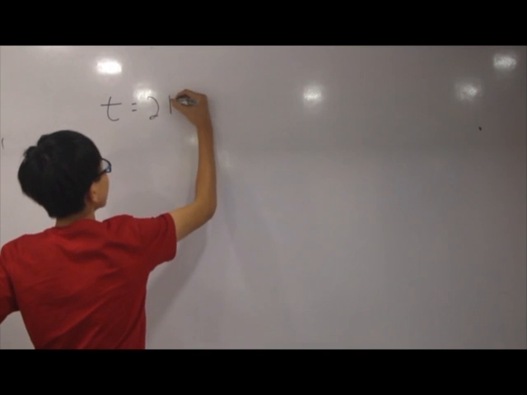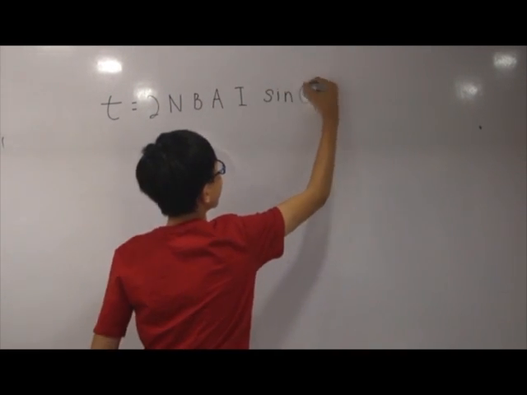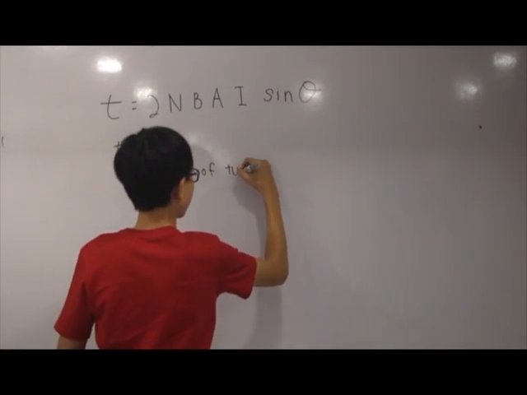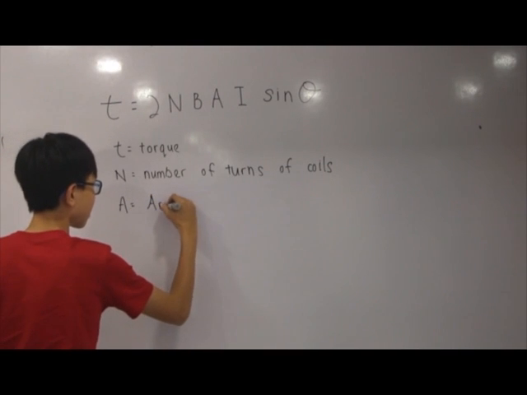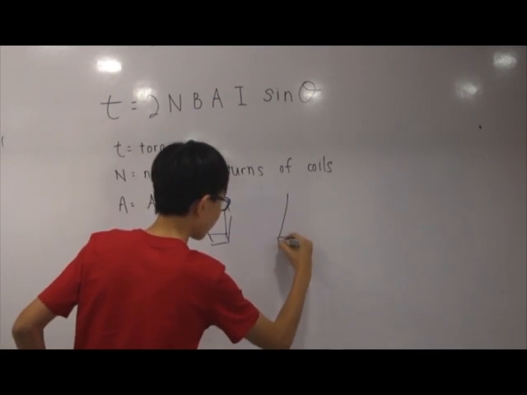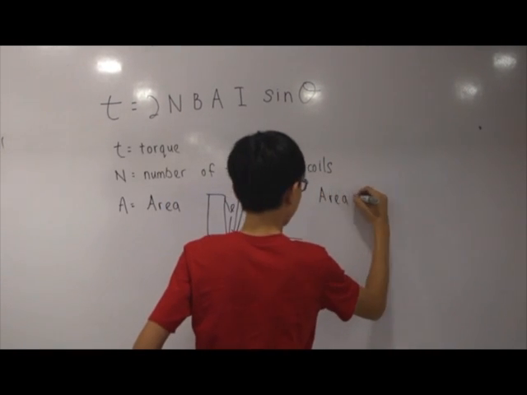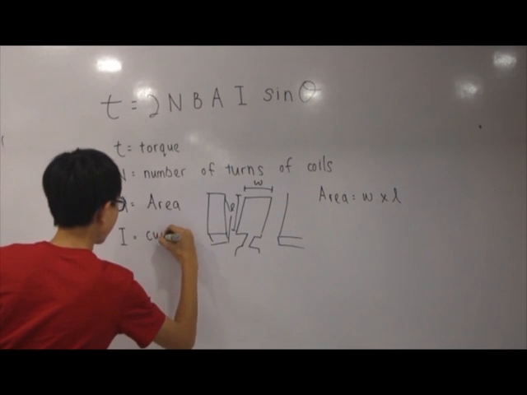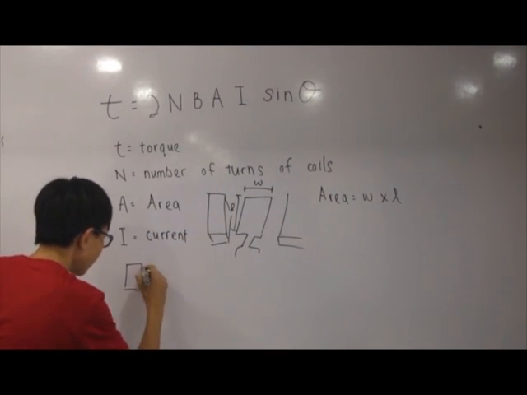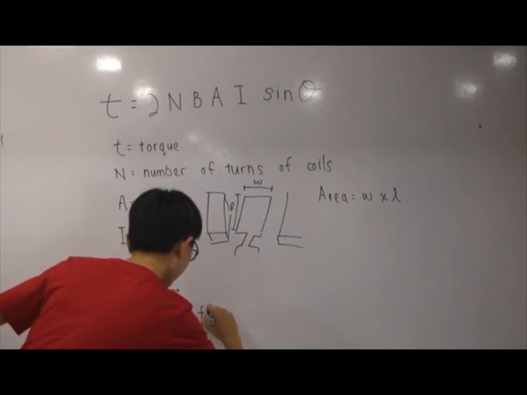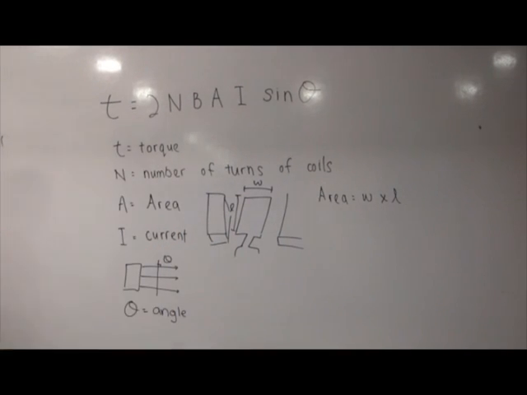T equals 2NBAI sine theta. T equals the torque, N equals the number of turns of coils, A equals the area, which is W multiplied by L. You can see this in the DC generator. I equals the current, and theta is the angle between the straight line here and the magnetic field line. So what kind of modifications can we do to the DC generator to make it more efficient?